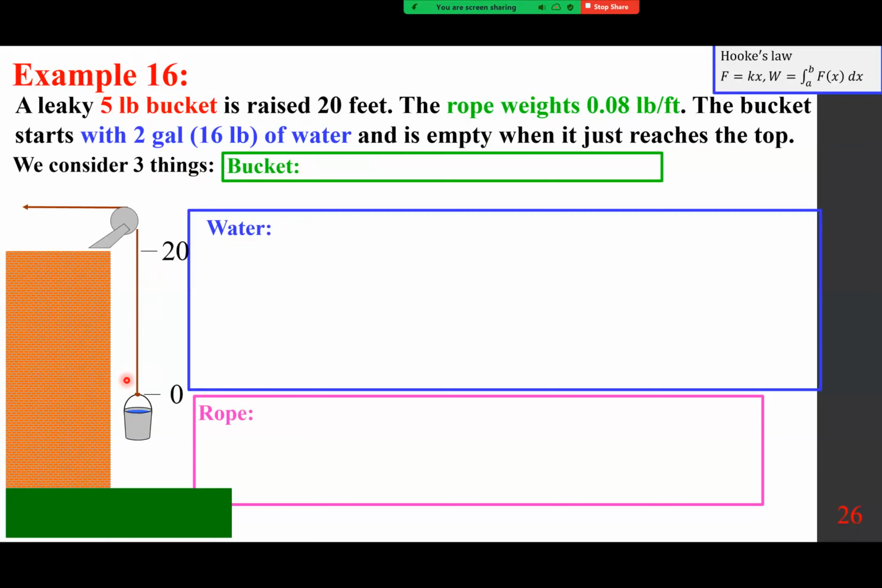First, understand the bucket weighs 5 pounds, and it's always 5 pounds. I'm not talking about the water, just the empty bucket. So W equals FD. F is 5, distance of 20 feet, fixed. It's 5 times 20, 100 foot-pound. So nothing changes. For the water, what's happening with the water that it's leaking?